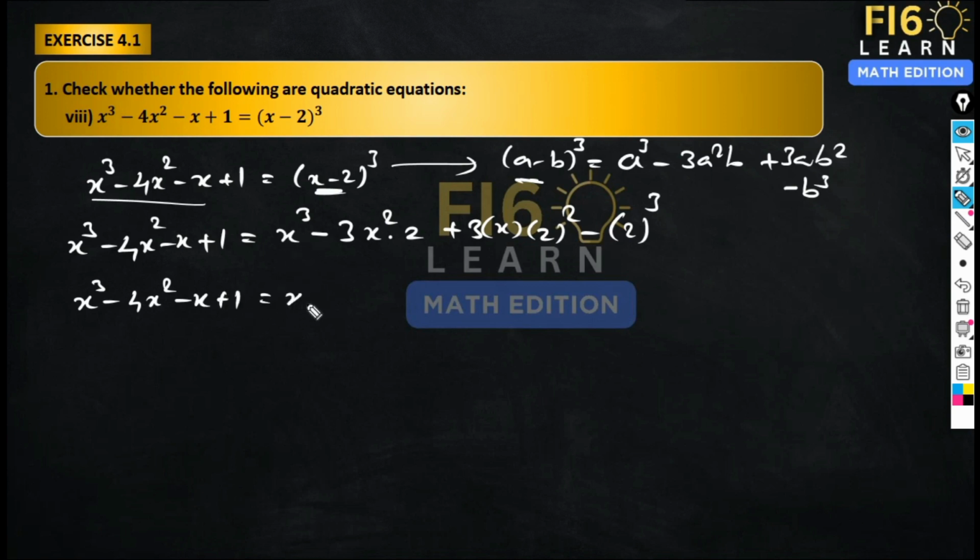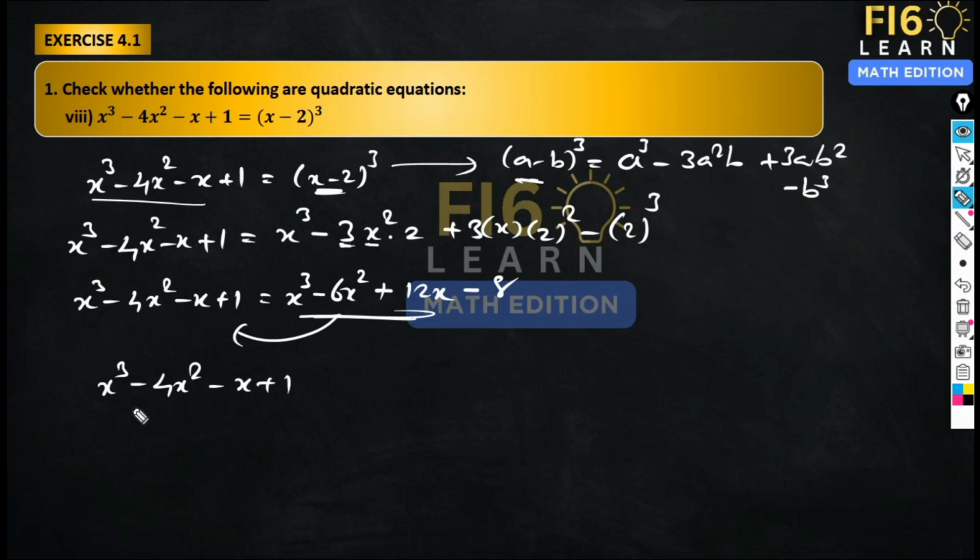Just simplify this. Here we have x cube, keep that as it is, and 3 into x square will become 3x square into 2 will be 6x square, and we have 3x into 2 square is 4, so you will get 12x, and minus 2 cube is minus 8. Now you can take all these things to this side, so we will get x cube minus 4x square minus x plus 1. So these stay as it is, no change in it. If these terms are taken to this side, their signs will get changed, so it will become minus x cube plus 6x square minus 12x and plus 8 is equal to 0.